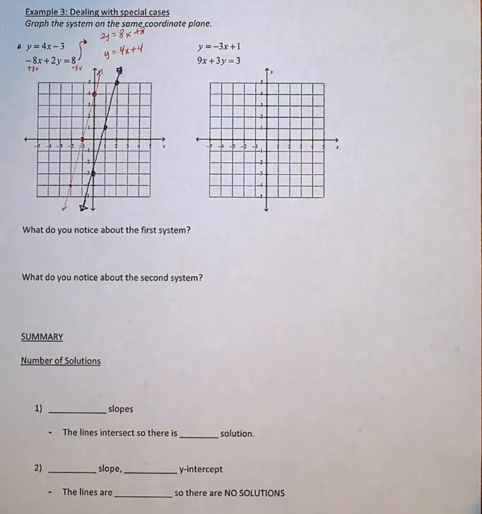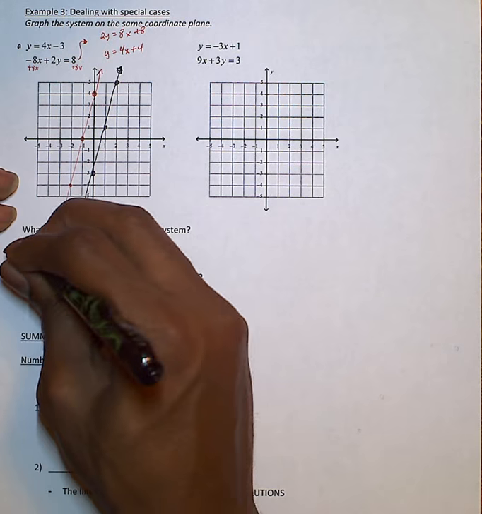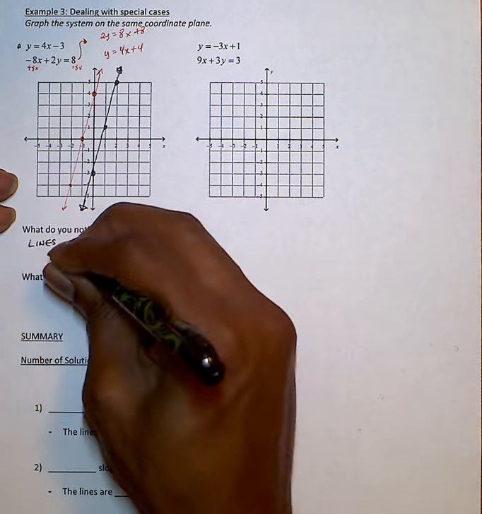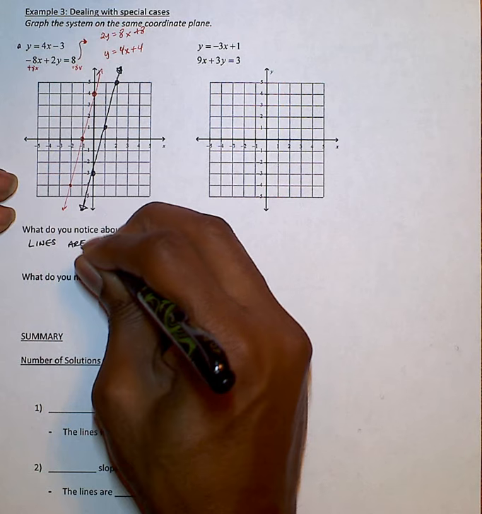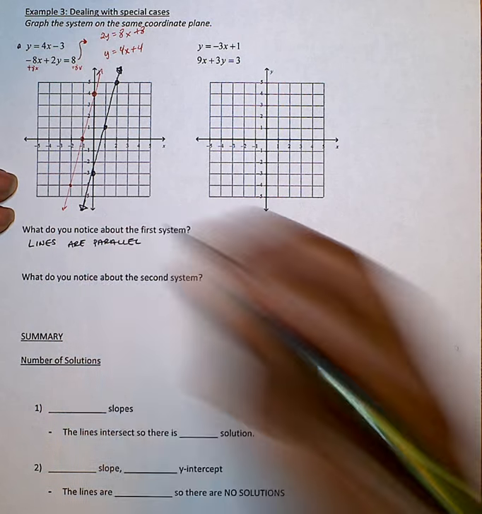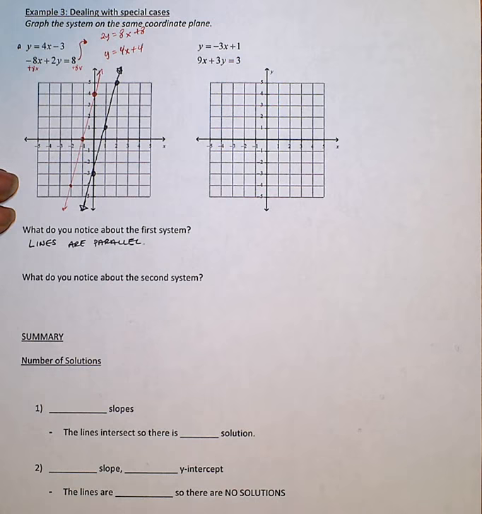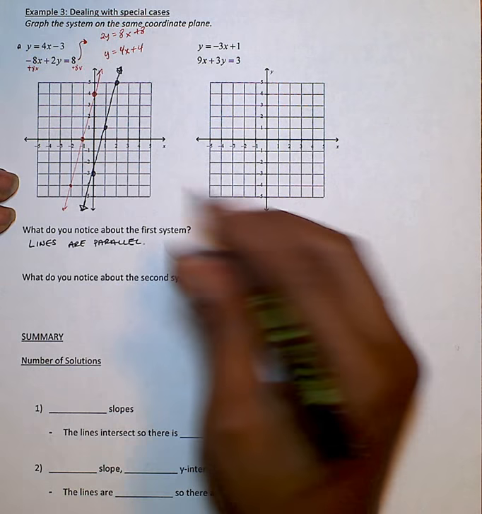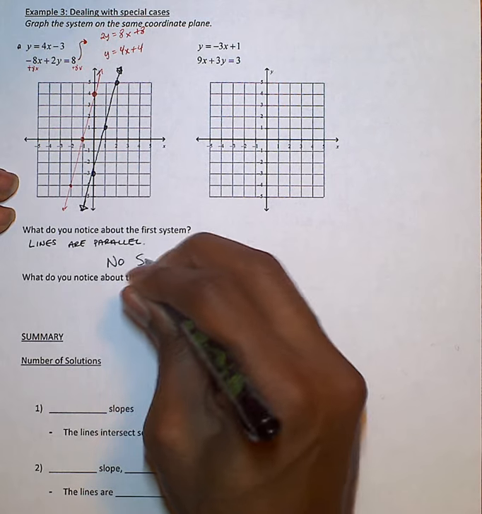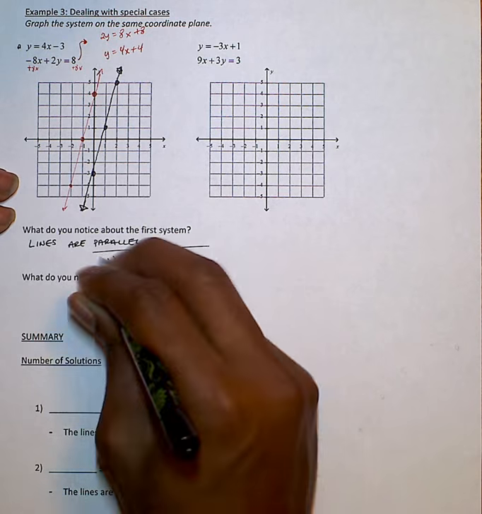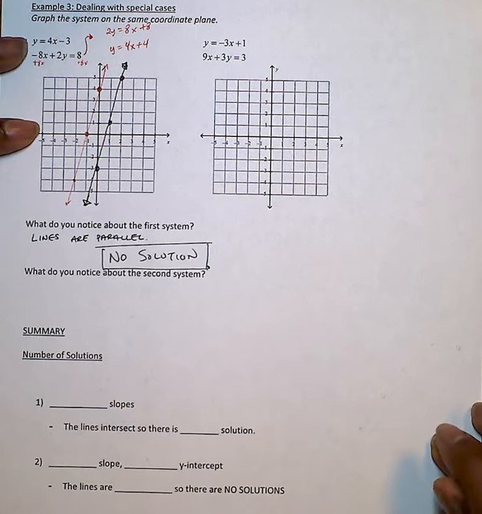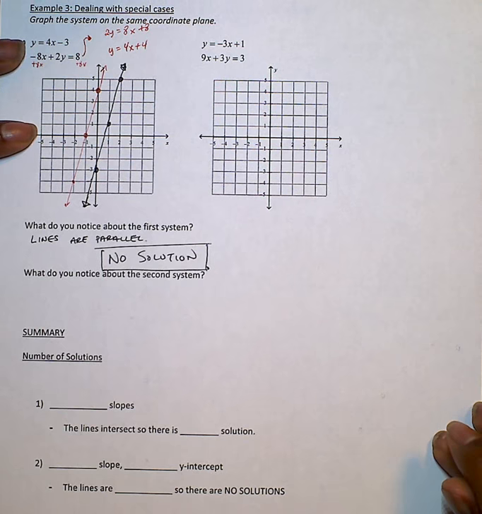Alright, so what do you notice about the first system? What do you see happens? Hopefully, you see that the lines don't intersect. Lines are parallel. Alright, so if you remember what we talked about, by graphing, we want to identify the intersection. If the lines are parallel, that means they don't intersect. So, where's the solution? For this, you see there's no solution. There's no solution to the system. There's no point that makes both equations in the system true at the same time.